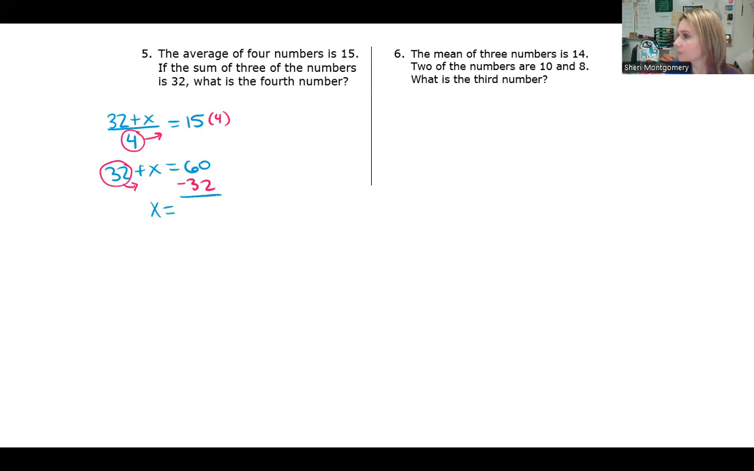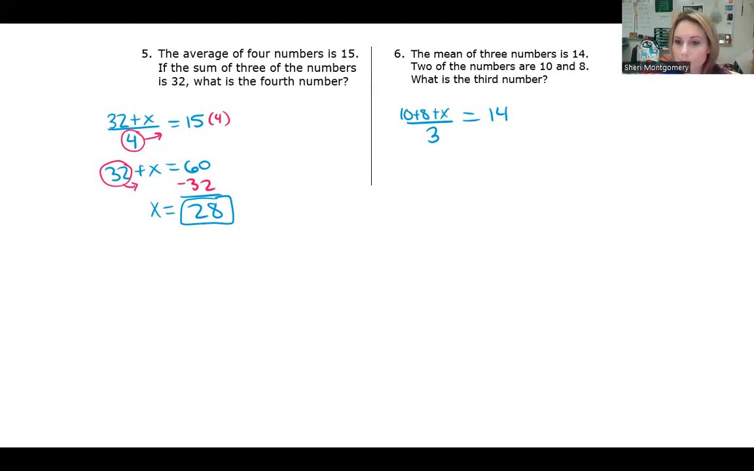Who else got 28? Okay, 28. Good. So 28 is that fourth number. Good job. The next one, the mean of three numbers. Remember, mean is the same thing as average. The mean of three numbers is 14. Two of the numbers are 10 and 8. What's the third number? Okay, same thing.